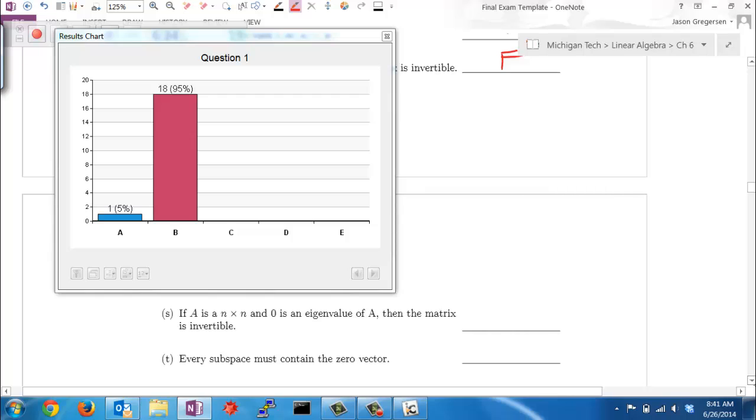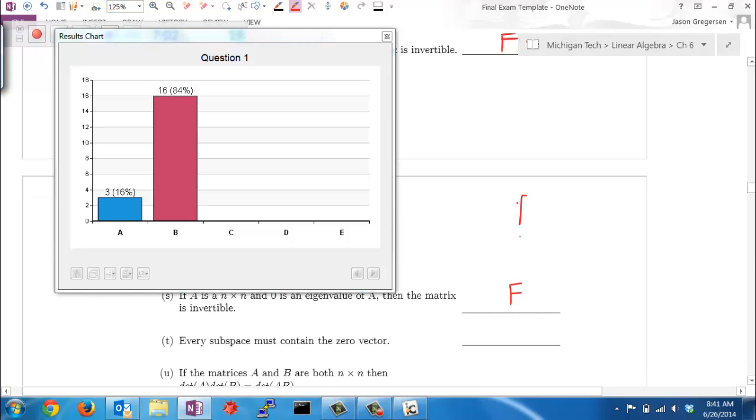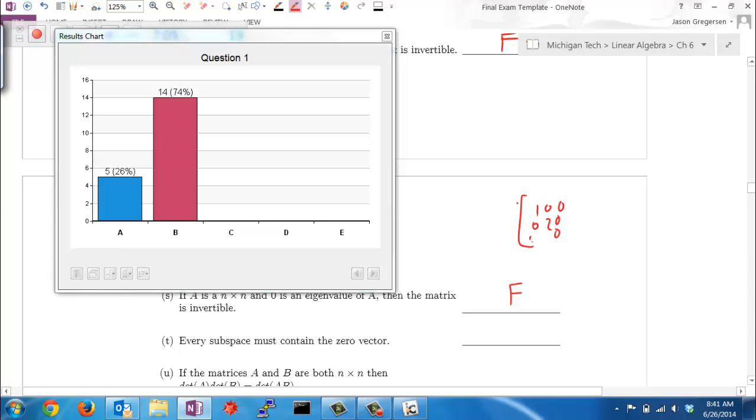All right. What about eigenvalues? If 0 is an eigenvalue, then the matrix is invertible. If 0 is an eigenvalue, is the matrix invertible or not invertible? Good. So this one is also false. If there's an eigenvalue of 0, then the matrix is not invertible. And once again, a quick example would be the diagonal matrix with 1, 2, 0 on the diagonal and zeros elsewhere. What are the eigenvalues? 1, 2, and 0. Is that one invertible? No, it is not.